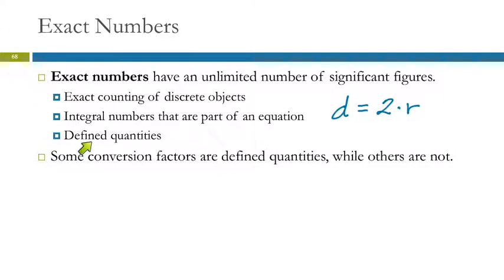The other type is defined quantities. So 1 foot is exactly 12 inches. It's defined that way, right? 1 foot equals 12 inches. I guess I should write the example here. 3 fingers.